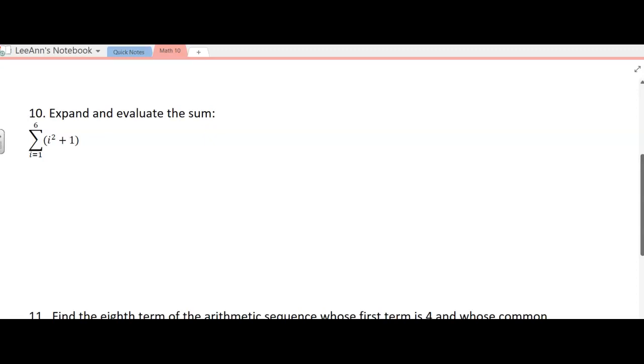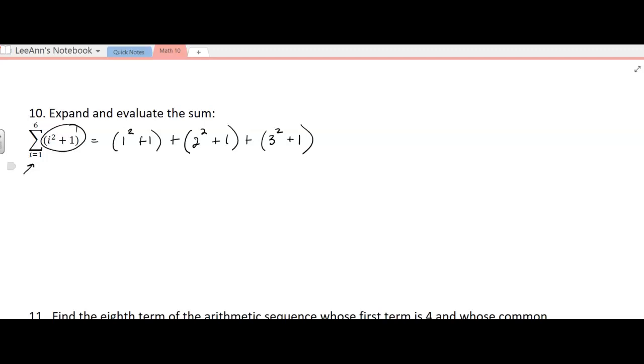Expand and evaluate the sum. So it's a summation. We're going from i equals 1. So the first term is going to be 1 squared plus 1. And then the next term, we're adding these terms up. Now we're going to put in 2. 2 squared plus 1. And we're going to put in 3. We're always using this generator here, but we're putting in integers consecutively. So we're starting at 1, and then we went to 2, so there's 1, there's 2, there's 3.